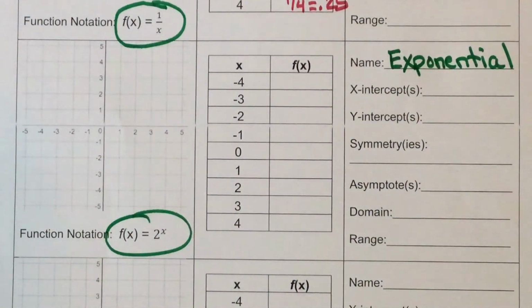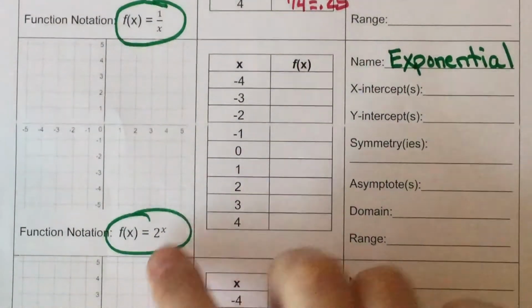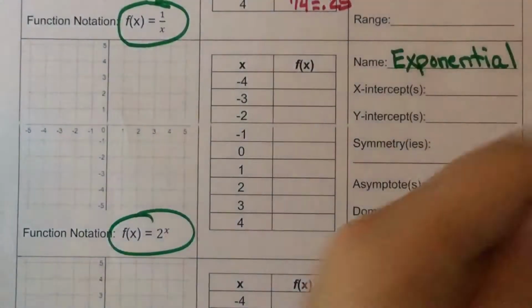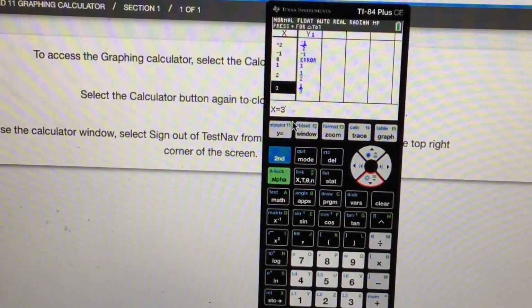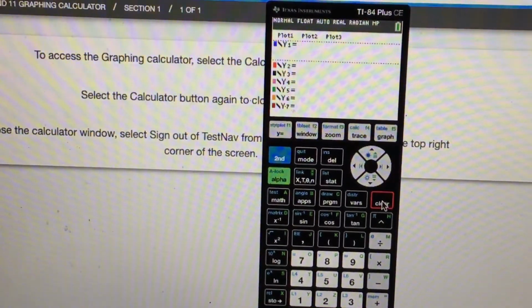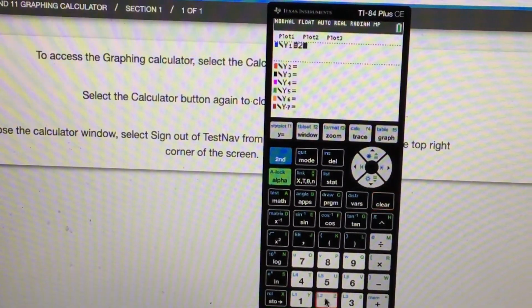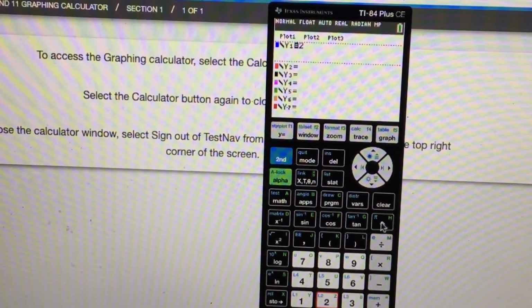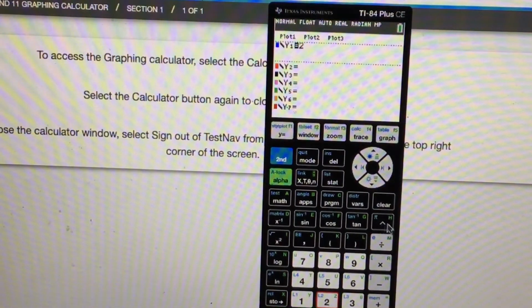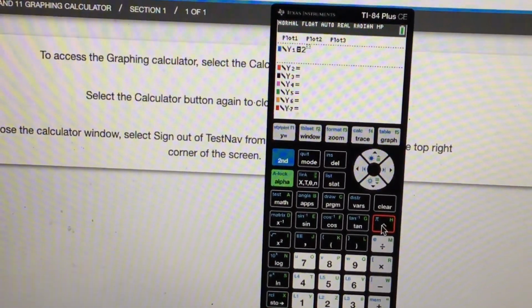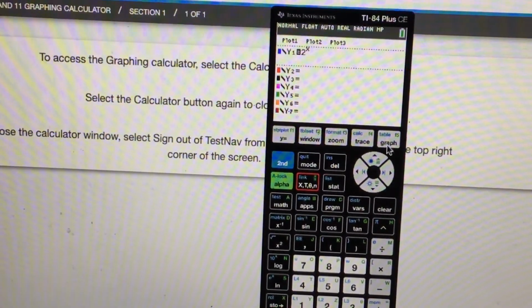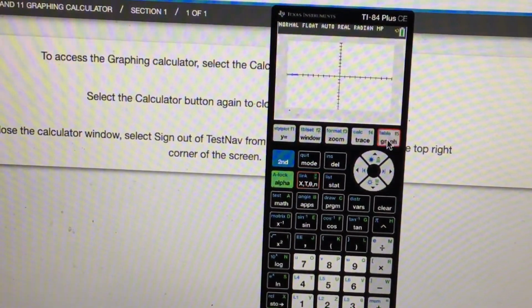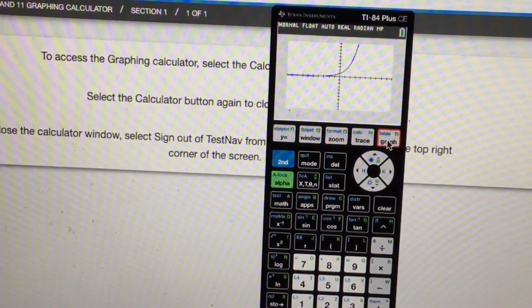So I'm going to go to my graphing calculator again, and I'm going to type in 2 to the x. All right, so let's go to our y equals, and let's hit clear, and 2, above the divide bar is this little caret, that's what it's called, and I click that, and then I put x, so 2 to the x. And then let's just look at it. So I'm going to hit graph. That's what this guy looks like.